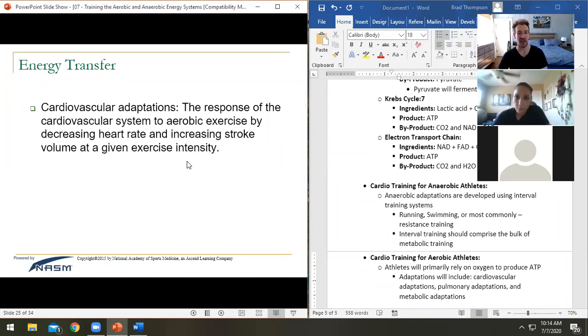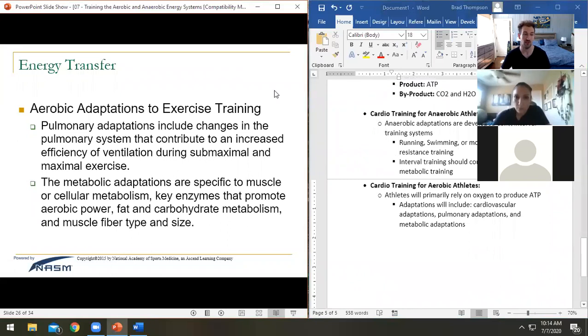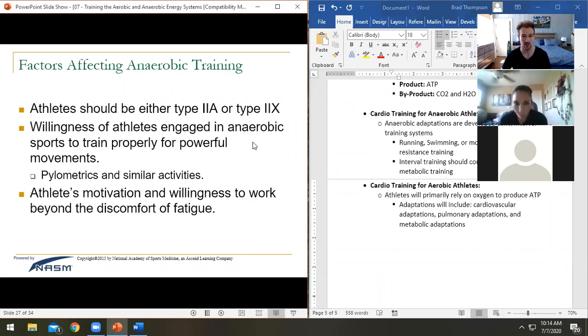Increased stroke volume at any given intensity there. So pulmonary adaptations include increased pulmonary ventilation during maximal and submaximal exercise, and more enzymes to produce aerobic power, so fat and carbohydrate metabolism. That does result in smaller muscles, actually. It results in more efficient muscles that don't grow as large in size, and that's why type 1 muscle fibers are so much smaller than type 2 muscle fibers.